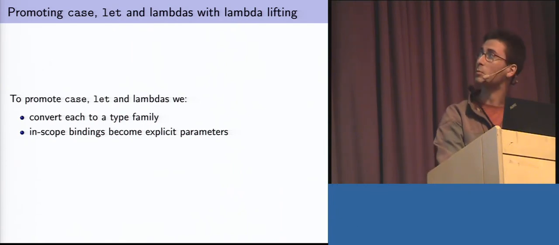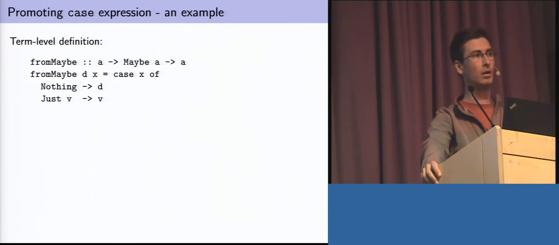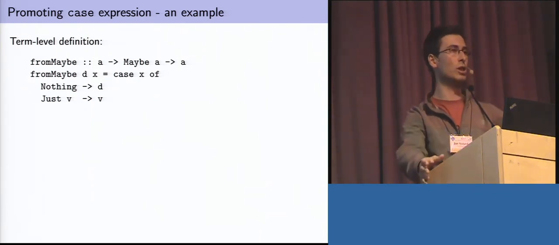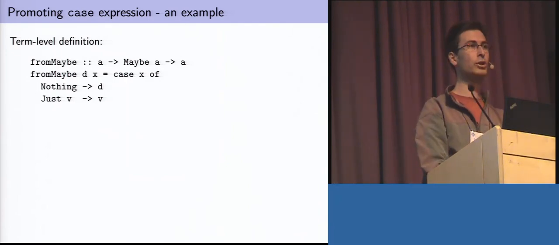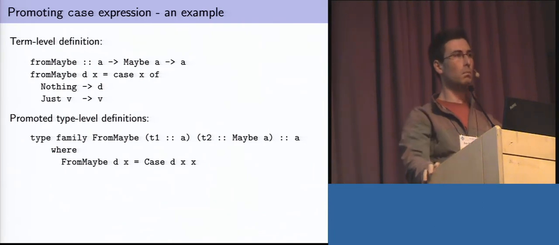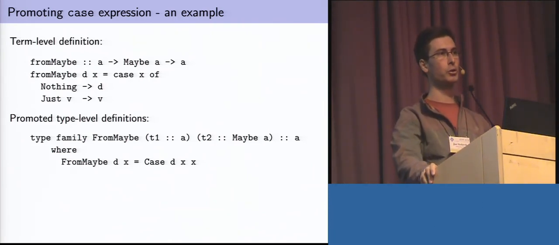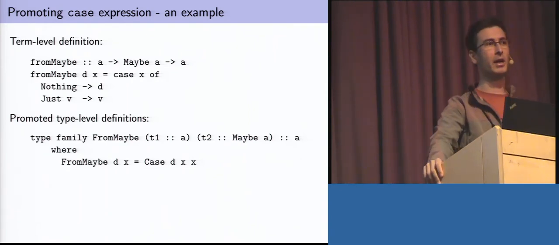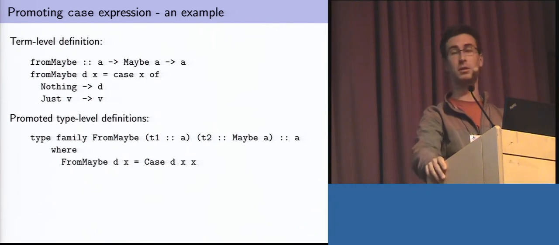So this is best explained by an example. Here's a fromMaybe function taken from the Data.Maybe module. And the body of the function is just a case expression. And if we convert it to a type family, we will get something like this. That is, the body of the type family will consist of a single call to a case expression, and you can see then that D and X arguments are passed into the type family because these are the bindings that are visible in scope.